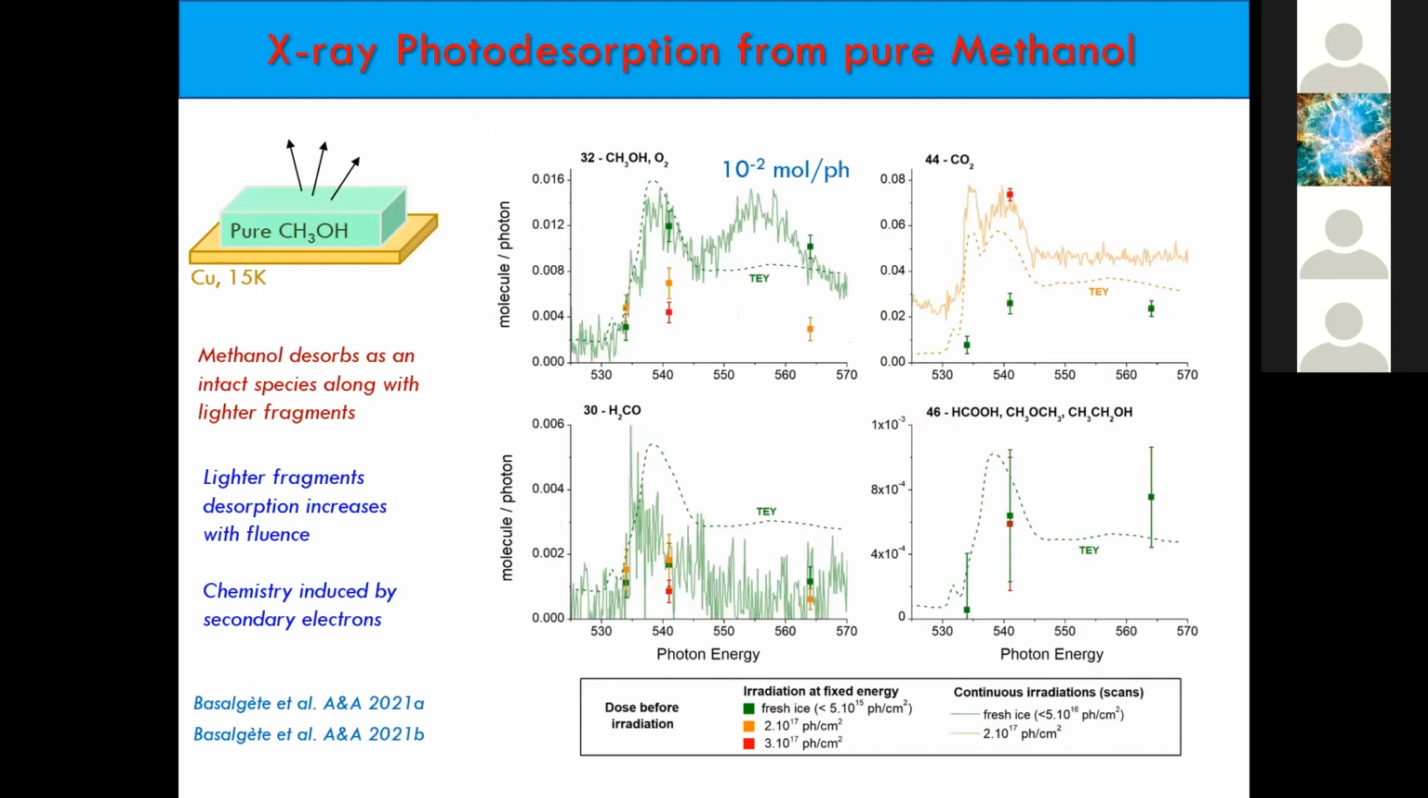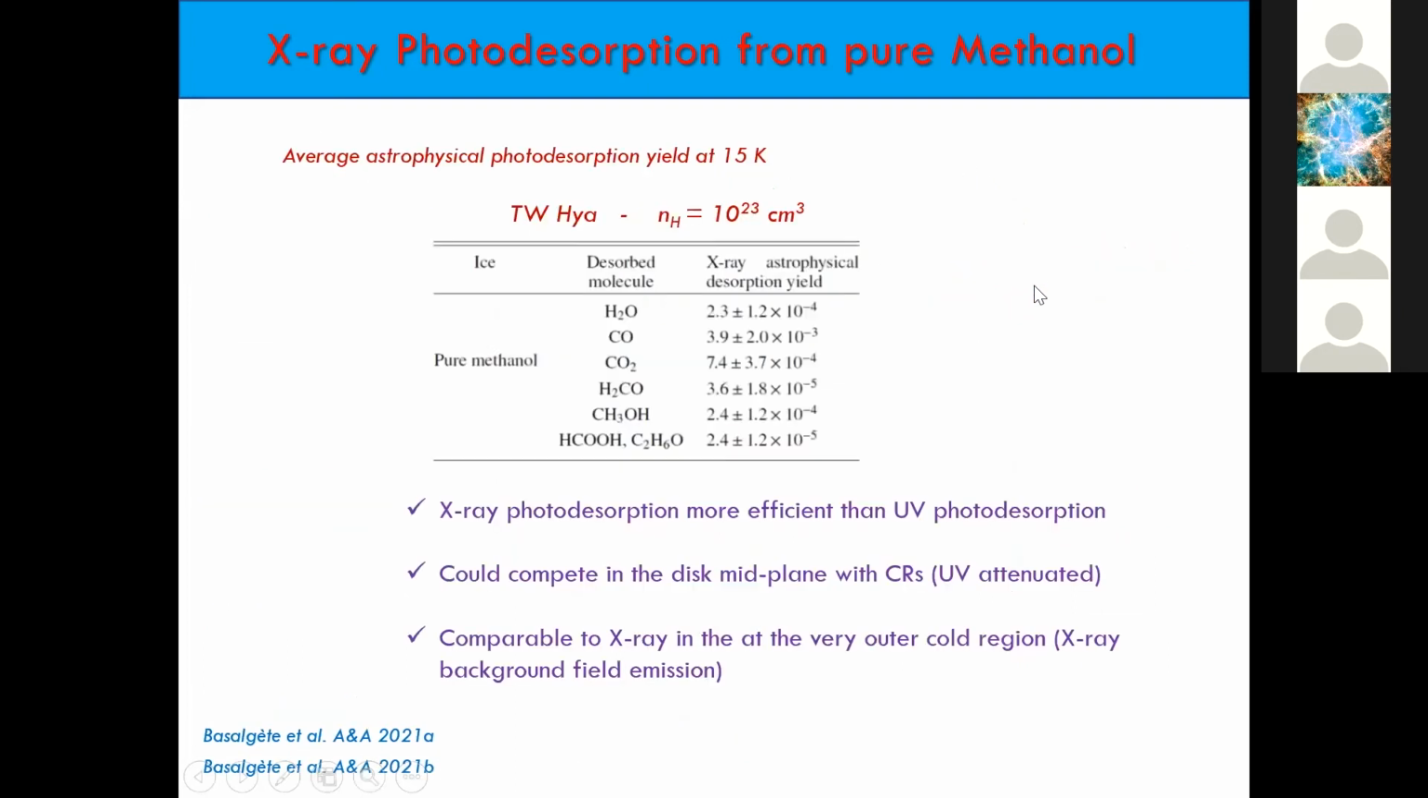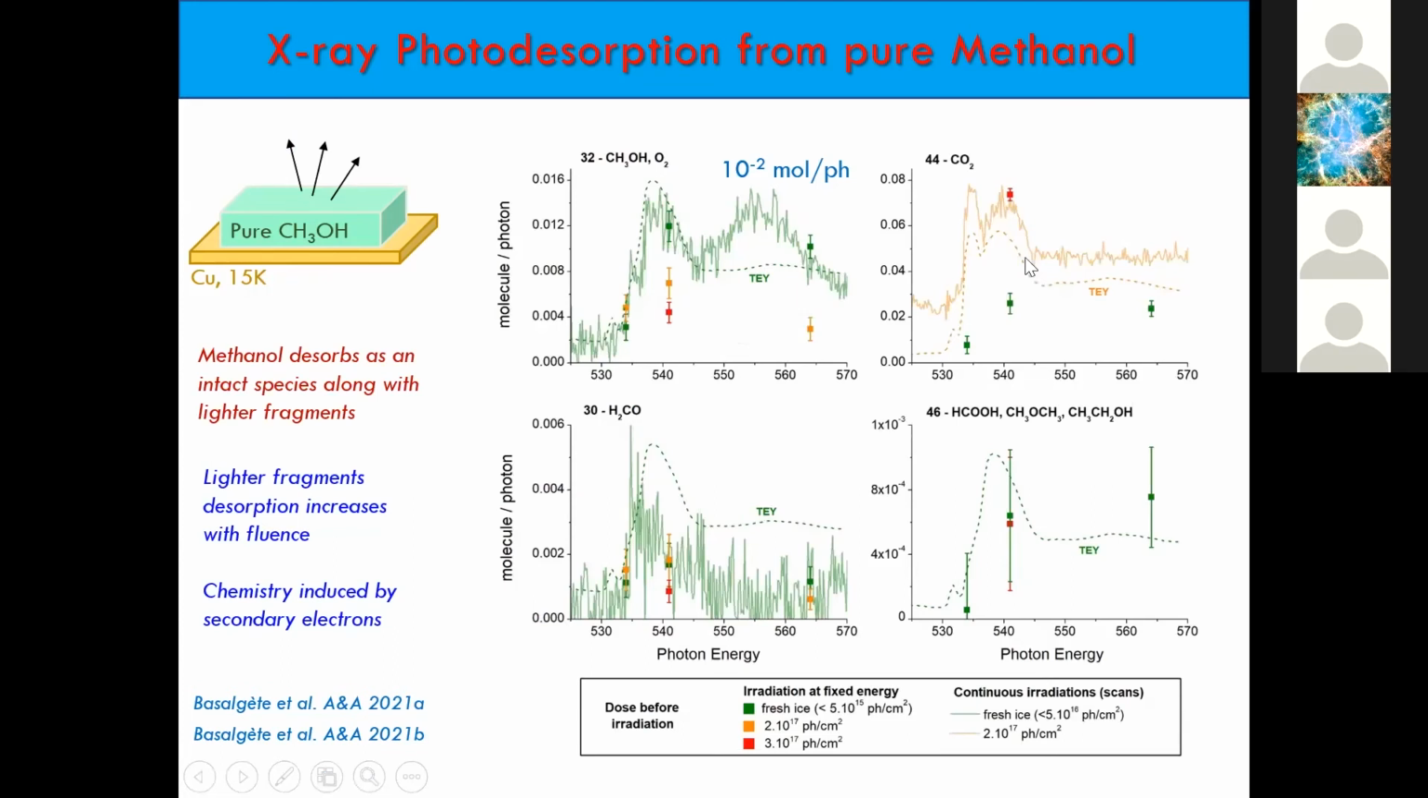In that case, we start first with a pure CO sample, and then we are going to mix with other molecules. So when we irradiate pure ice, we do observe a spectrum always in the same spectral range. And we have some peaks. We observe a desorption of CO2, for example.